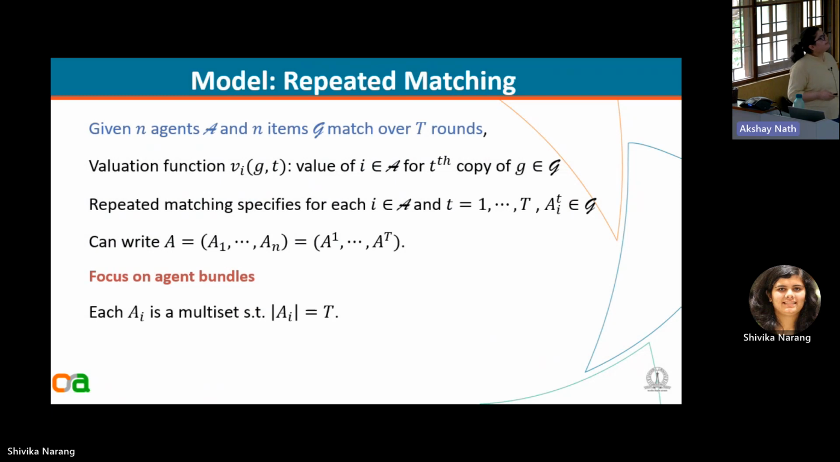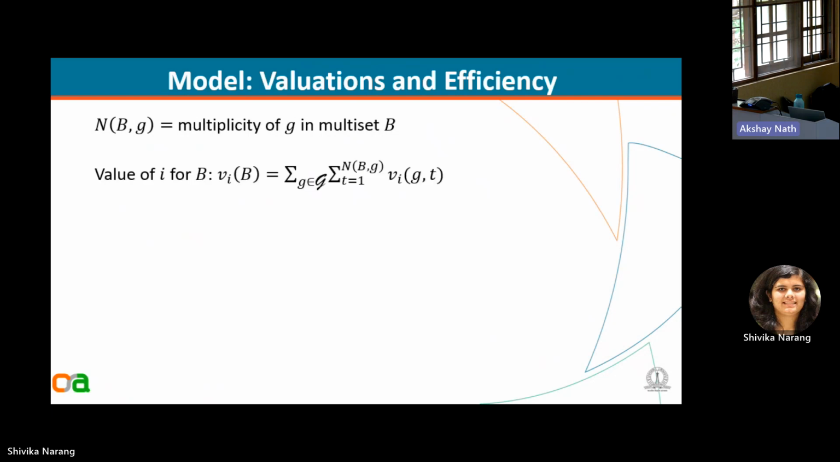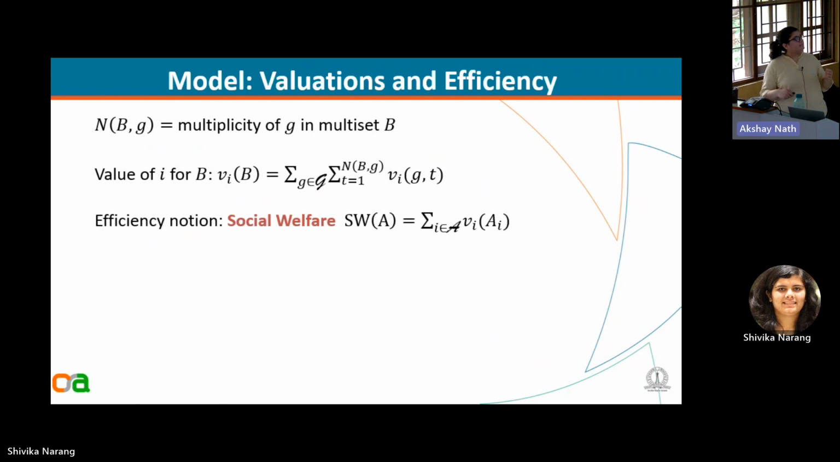Okay, and so how will we define the value? In this set, my value for this set will depend on how often I'm getting each item and basically summing up the values for those copies. Okay, and again, our efficiency is via the lens of social welfare. So the sum of all the values. And as we have seen just now, this need not be fair.